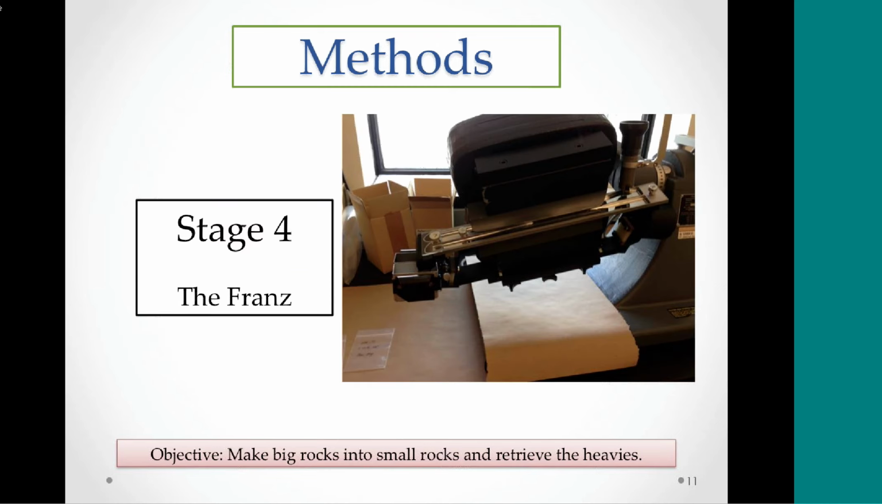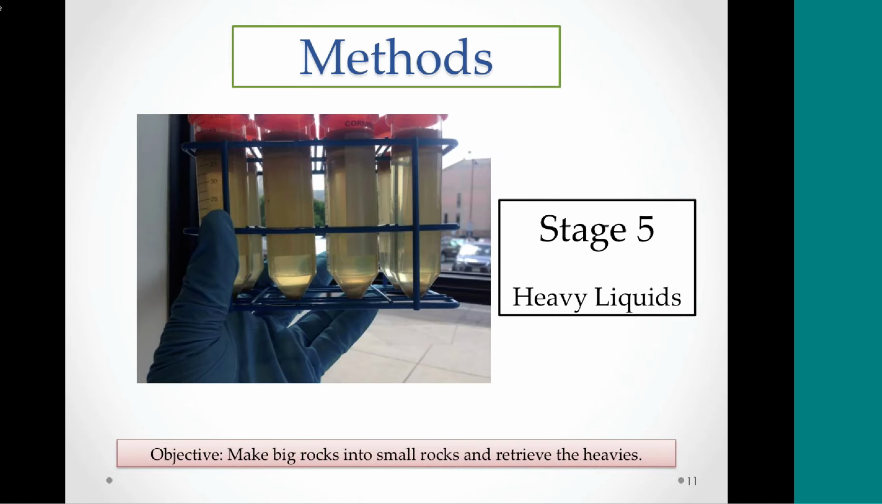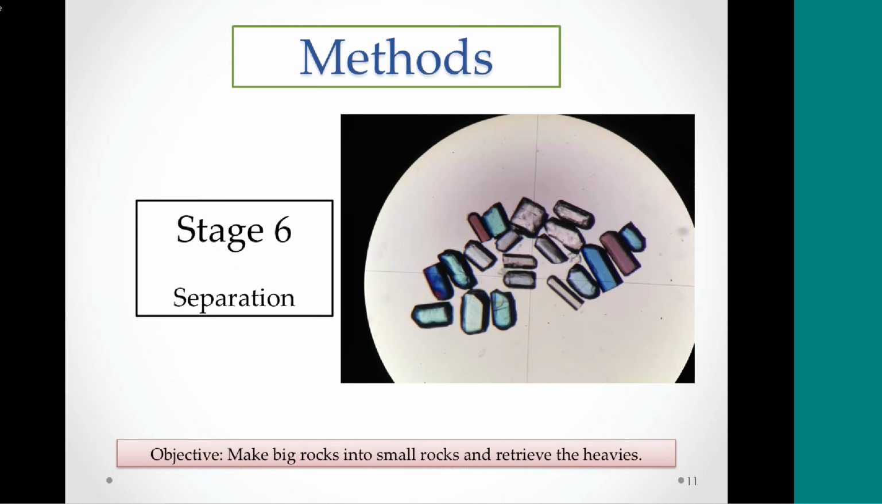Next, we use the Frantz, where we induce a magnetic field on the grains themselves, and we can further break those different types apart and get different grades of heavies. Next, we use heavy liquids, which is lithium metatungstate, and we run that through a centrifuge, spin it around, and the heavy minerals go to the bottom, the light minerals float on top. We can further separate that to the point where we can do hand separation. This is where we put it under a microscope and pick out the suitable grains to be used as degassing grains. These are pictures of apatite that I picked for the actual study.